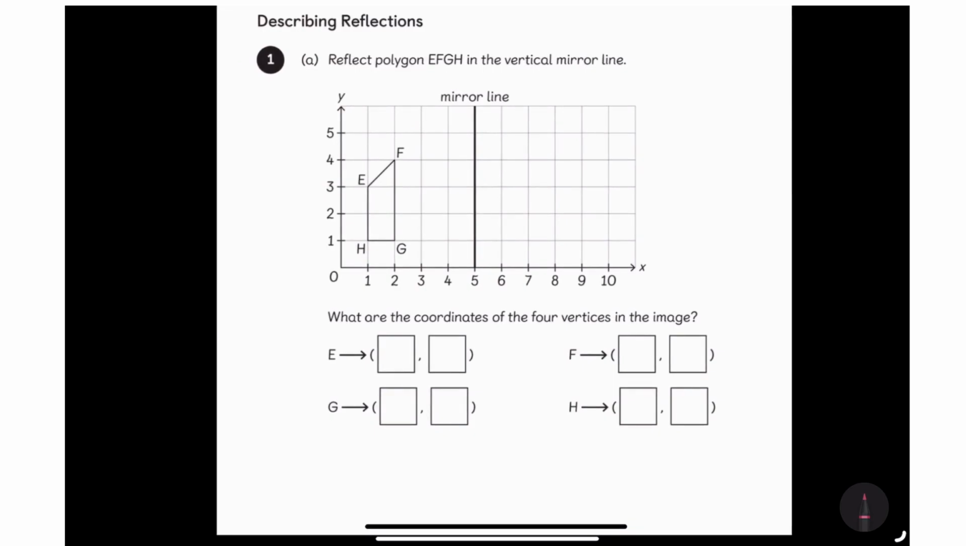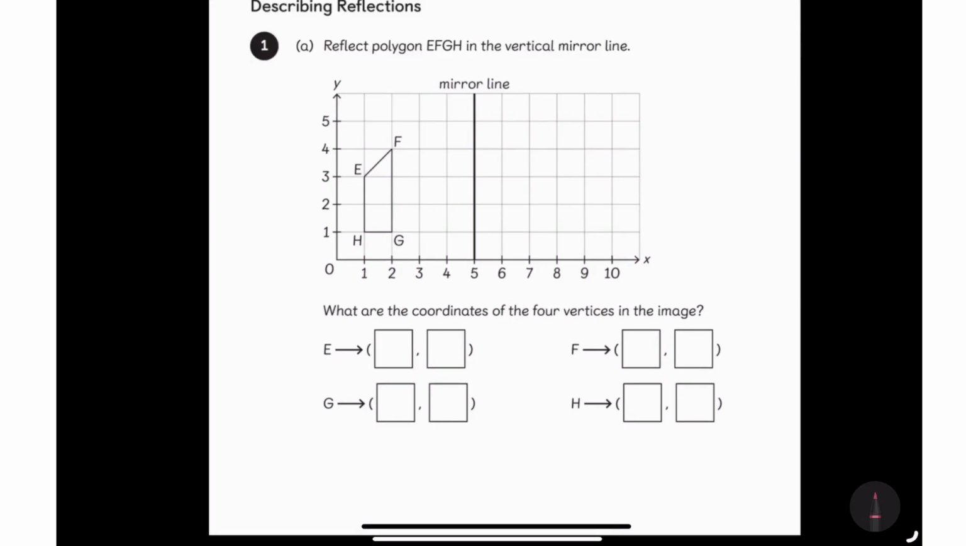Today we are going to solve a worksheet on describing reflection. Reflection is something that we are going to see in regards to a mirror line. When you stand in front of a mirror, your face is what is reflected first. Similarly, these images are what we are going to look into and reflect the same.